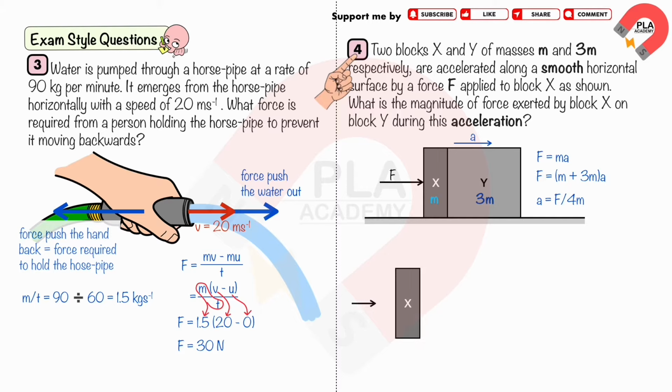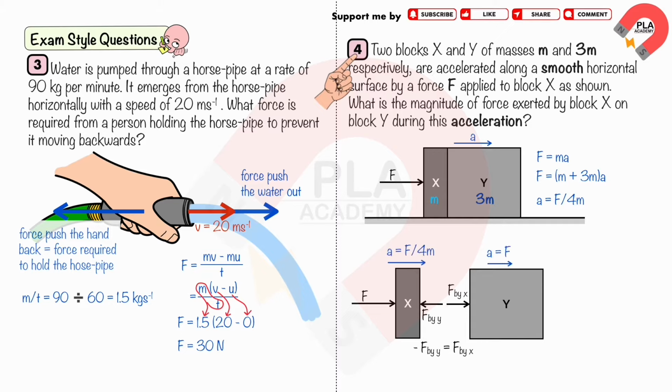In the free body diagram of block x, there are the force F and the force exerted by y. In the free body diagram of block y, there is the force exerted by x. The force exerted by y on x equals the force exerted by x on y due to Newton's third law. The two blocks move with the same acceleration, like this. We calculate the magnitude of force exerted by block x on block y by the equation F equals ma. Substituting F equals force on y, m equals 3m and a equals F over 4m, we get the force on y equals 3F over 4.